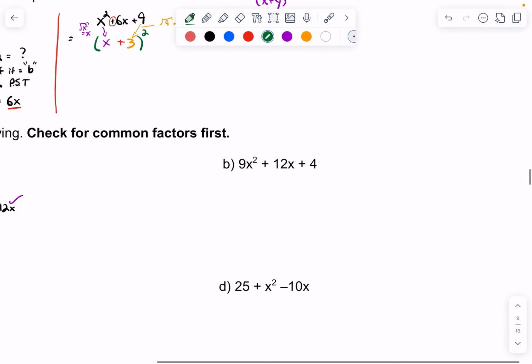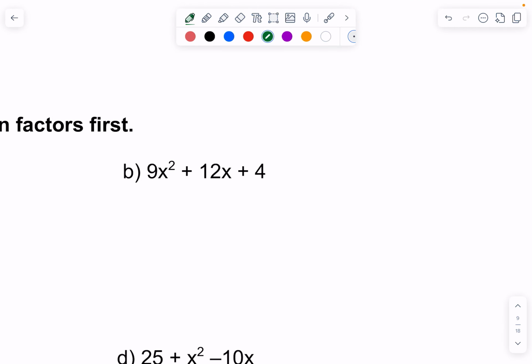Let's look at B. Is this a perfect square trinomial? Go through your checklist. So step 1, check. Is the square root of 9x squared a square? Yes. You're going to get 3x. Is the square root of 4 a square? Is 4 a square? Yes.